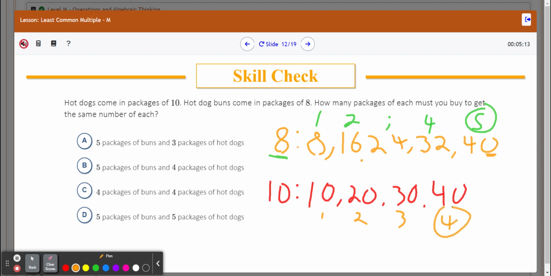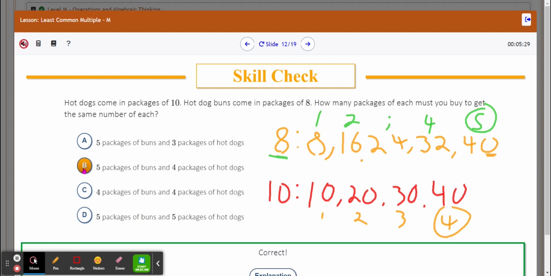Meaning that the hot dog buns come in packages of 8, you need 5 of those to get to 40. And then to get to 40 with hot dogs, you need 4 of those packages. So 5 packages of buns and 4 packages of hot dogs. That's our answer right there.